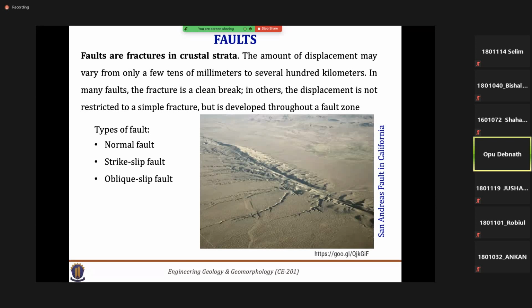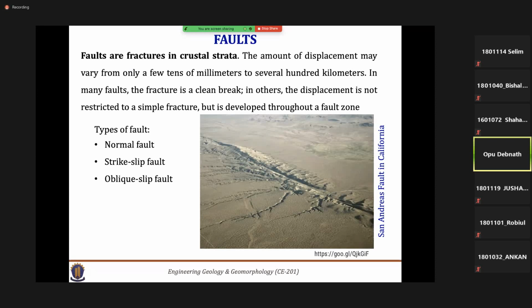Faults are very simple. It's a fracture in the crustal strata. That means in our earth crust, there is a fracture line. So this is the fault line. This is very common in earthquake terminology. And this is actually the boundary of two plates, the boundary point of two plates. That means the joint, a jointing line. So this is known as the fault.